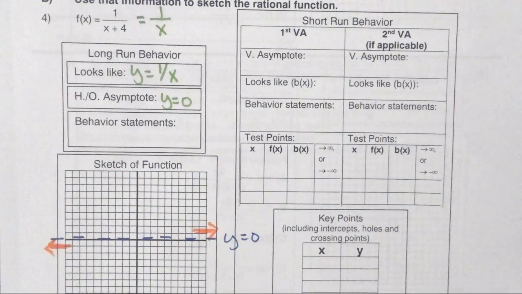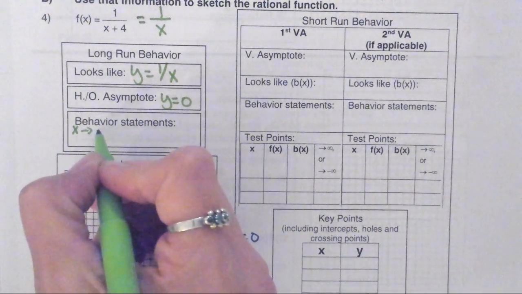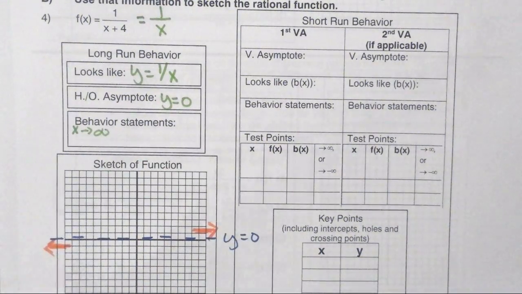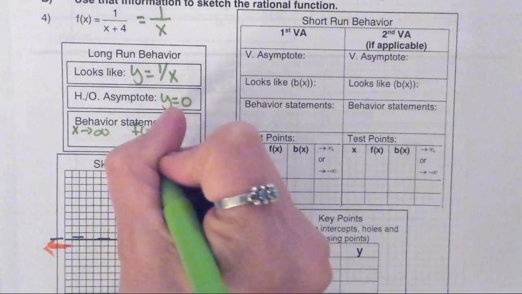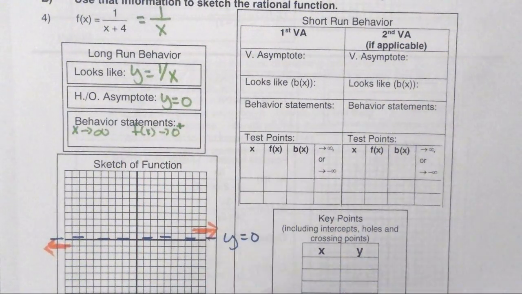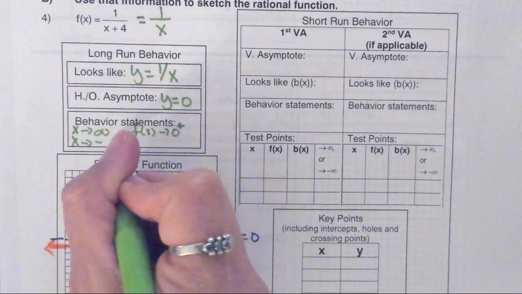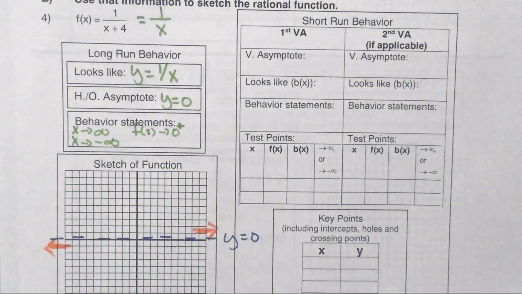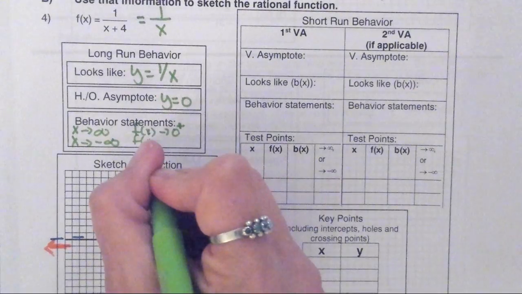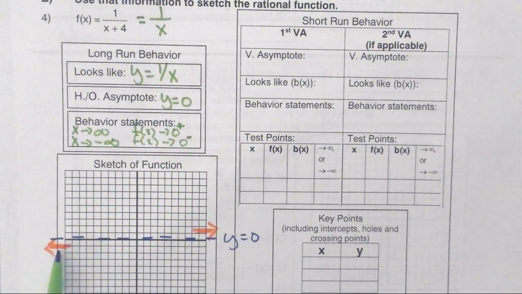And then we're going to write our behavior statement. So let's make sure that we all understand this from Tuesday. As x goes to the right, which means positive infinity, my graph is going to be above this 0 line. Remember, we do above with a little plus sign. And then as x goes to the left, which is negative infinity, my graph is going to be below the 0 line. And we put a little negative to represent below. So that's a review from Tuesday.